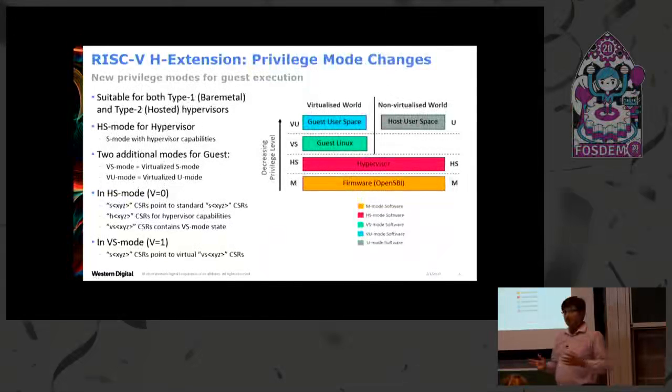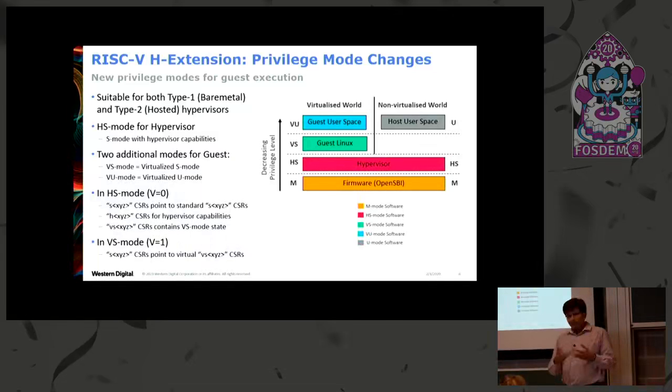So what changes are there in the RISC-V ISA due to the H extension? There are some privilege mode changes, but the overall idea is to make the H extension suitable for both type 1 as well as type 2 hypervisors. We have a new HS mode for the hypervisor, which is nothing but an S mode with additional hypervisor capabilities. Any traditional S mode OS will continue to run in HS mode unmodified. You don't need to make any special changes to run in HS mode. Then we have 2 additional modes for the guest, VS mode and VU mode. VS mode is virtualized S mode for running Linux inside a guest or VM, and VU mode is for the guest's virtualized user space.